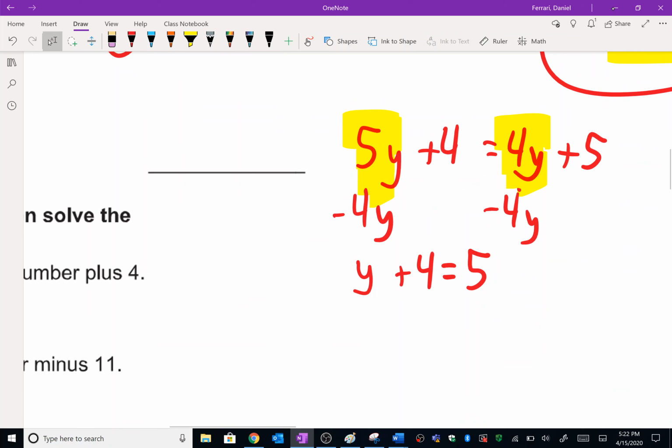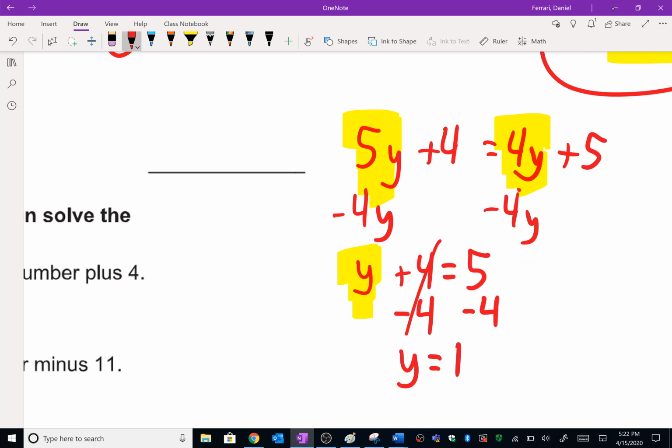Okay, so now that I have positive 1y, this process is really, really easy because all I have to do from here is just isolate the y. Well, the only thing that's on that left side of the problem with the y is this plus 4. Okay, so I just have to work to get rid of the plus 4. Well, the way I get rid of addition is using subtraction. So I'm going to subtract 4 on the left side, and I'm going to subtract 4 on the right side. Okay, and that's going to leave me with y equals 1.